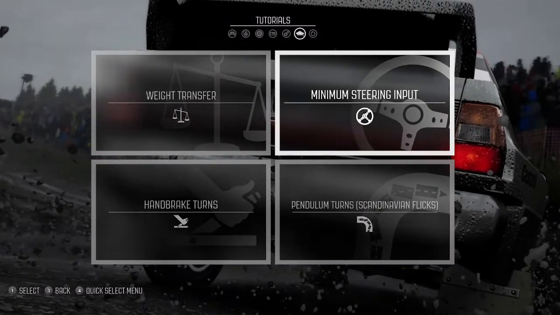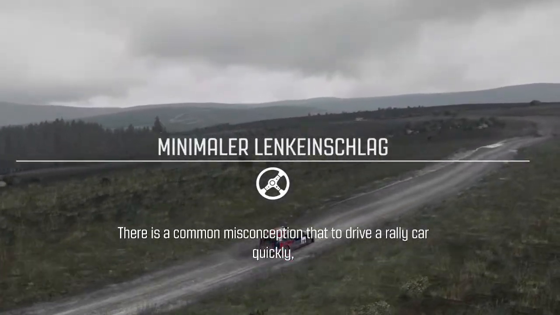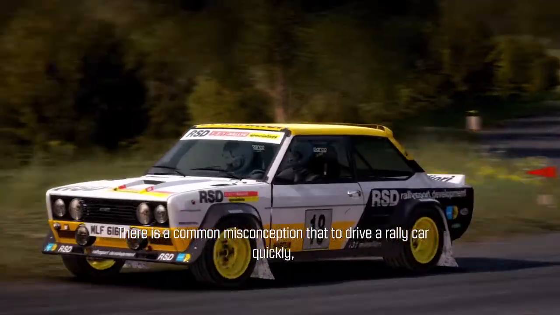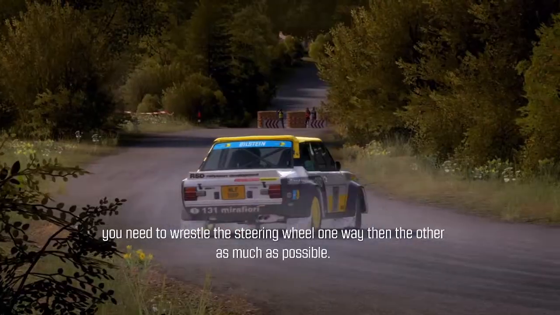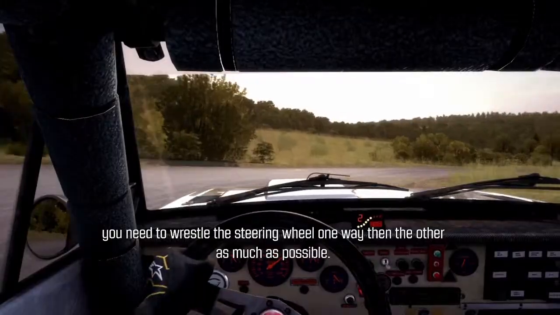Minimum steering. There is a common misconception that to drive a rally car quickly, you need to wrestle the steering wheel one way, then the other, as much as possible.